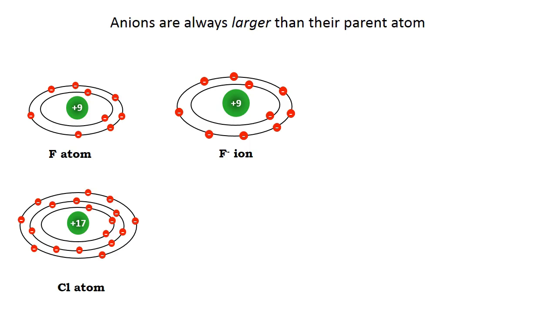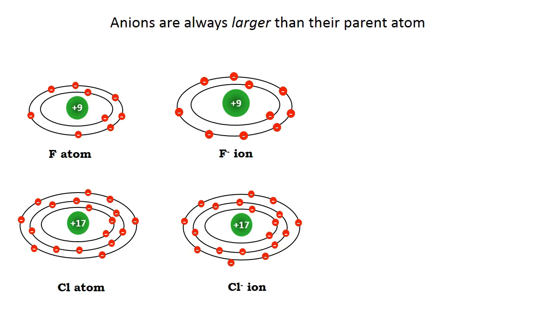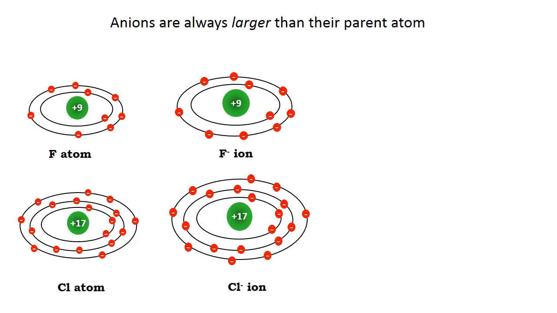The same thing is true for a chlorine atom. If we add an extra electron in the valence shell to give it 8 in its valence shell, then there's going to be charge-charge repulsion with all of the other electrons in that valence shell, causing the chloride ion to be larger just due to expansion.